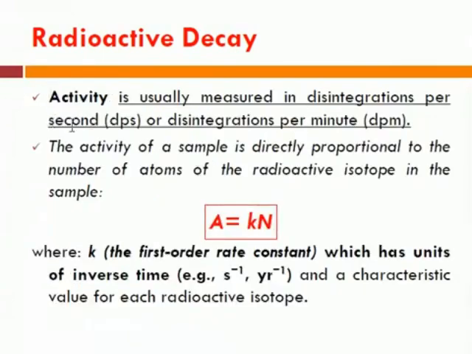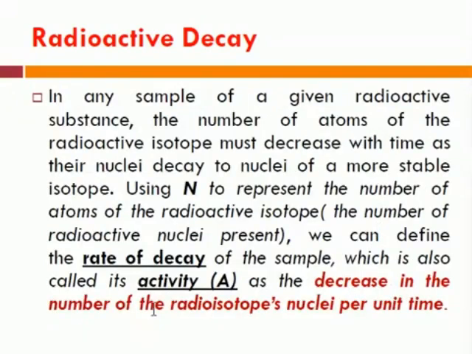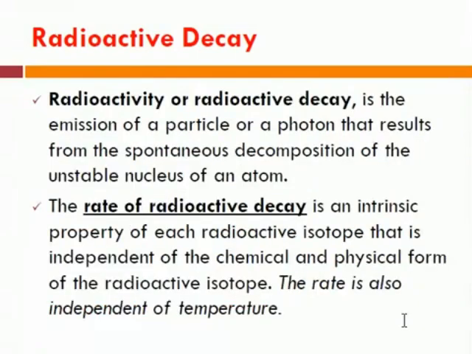So again, activity is usually measured in disintegration per second or DPS, or disintegration per minute, DPM. Again, activity is the decrease in the number of radioisotope nuclei per unit of time. So the common unit of time is sometimes per second, per year, per day, per month, and even per hour.